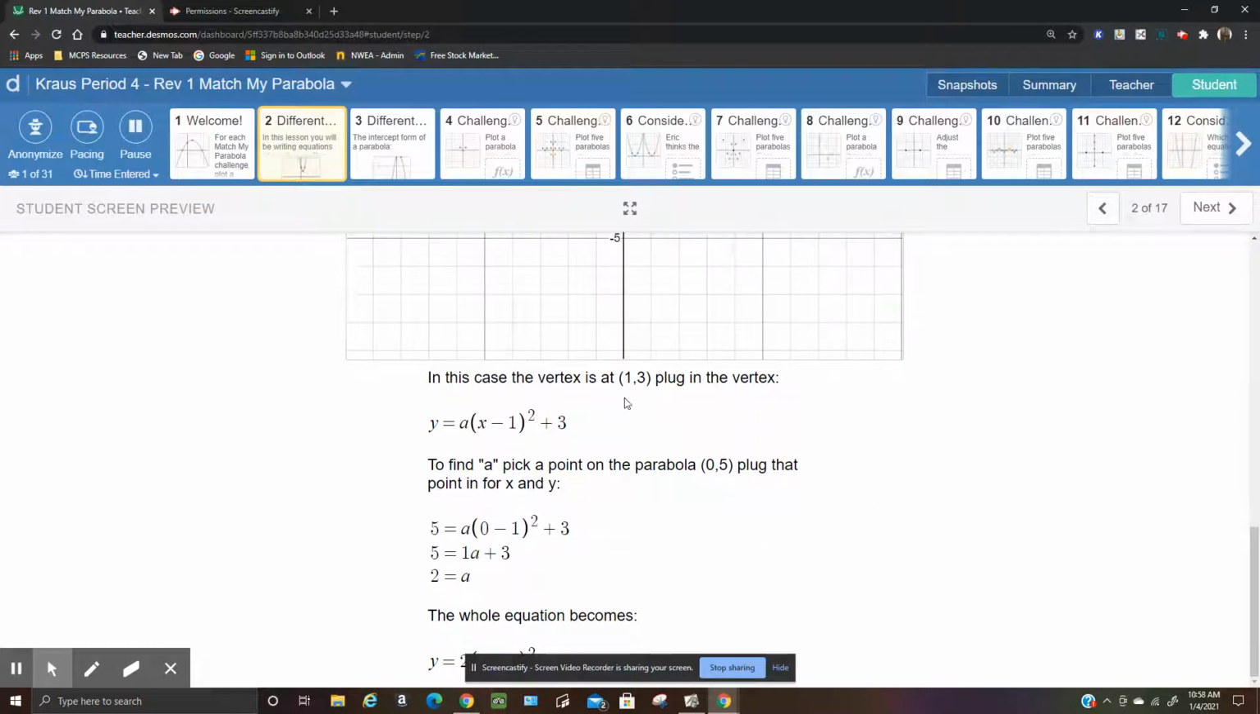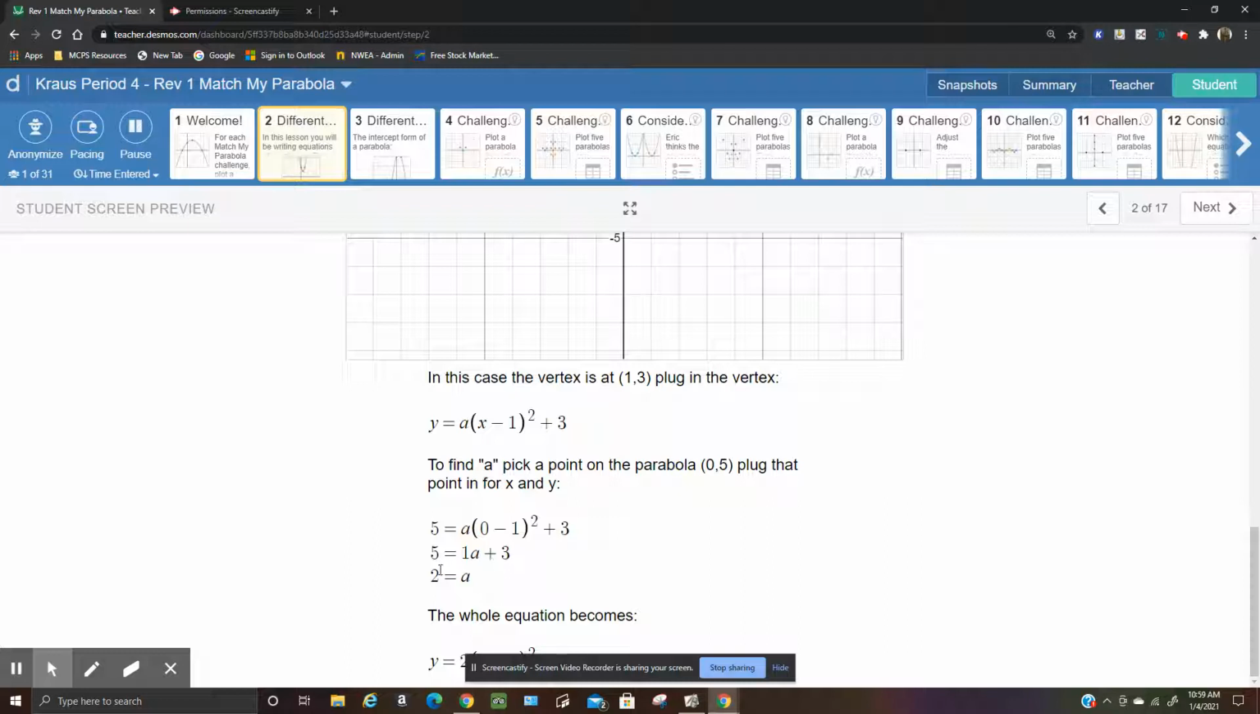So in this case, the vertex is at (1, 3). I plug that into h and k. So a times x minus 1 squared plus 3. And then I pick a point on the parabola. I picked (0, 5). I plug that point in for x and y. My y value is 5. My x value is 0. Doing the math inside the parentheses here, 0 minus 1 is negative 1, squared is 1. So now I have 5 is equal to 1a plus 3.